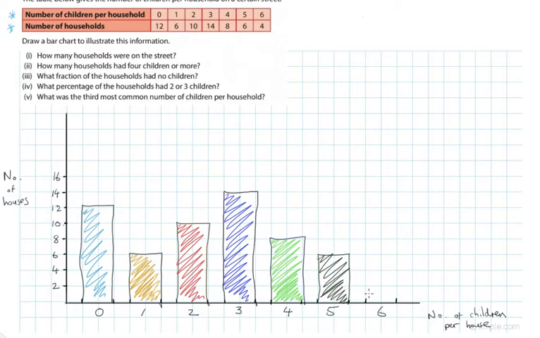And the last one, 6 children. How many households, how many houses had 6 children? And it's 4. So we just go up to 4 and across. And the last color we'll use here will be purple. Okay, so that's what your bar chart should look like if you've done it correctly.